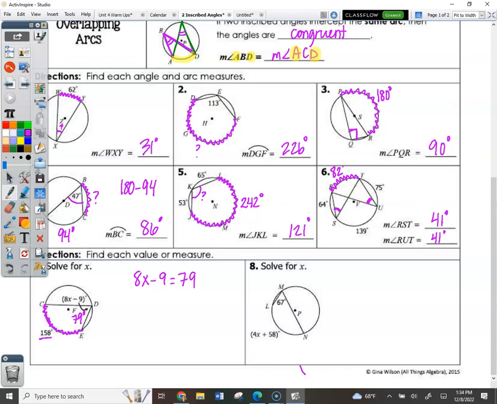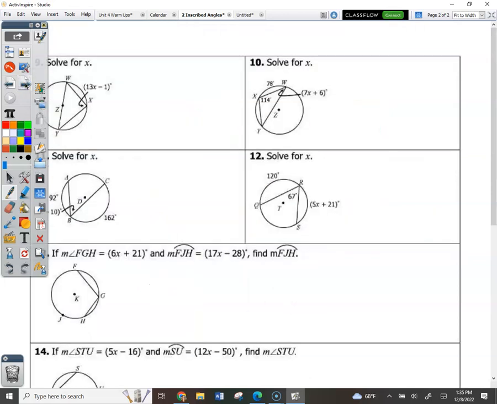What'd you get here? 11. You do what to both sides here to solve? Add 9 to both sides. Right? Okay, I'm going to leave 8 for you because it's a simple approach. Go to 10.